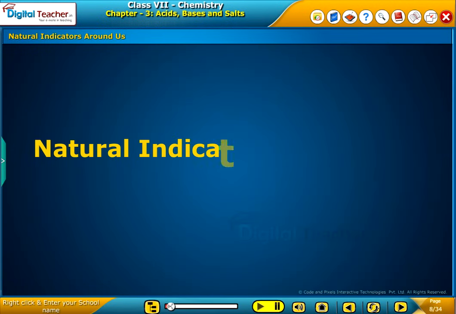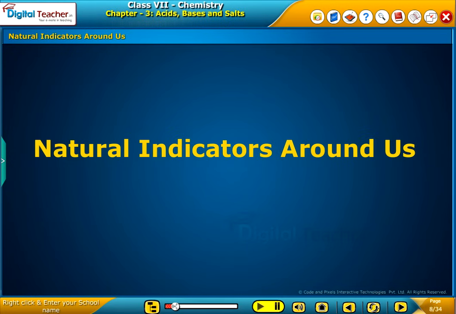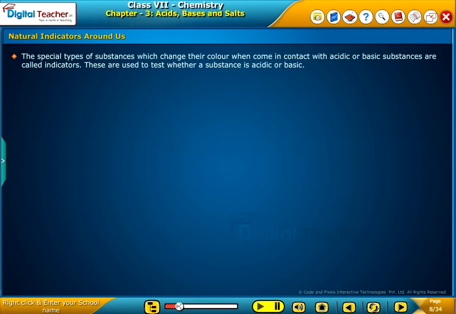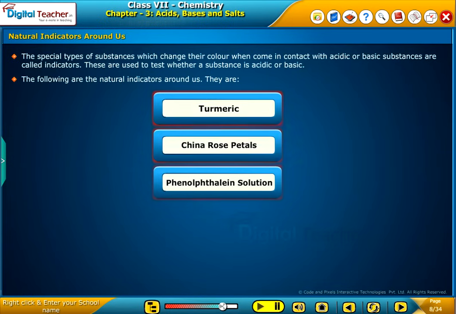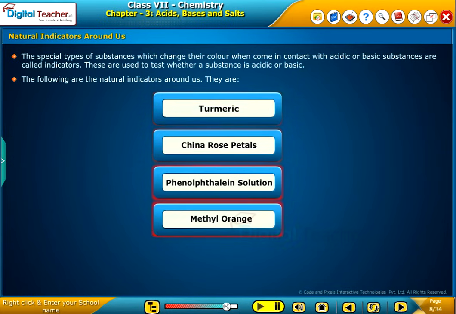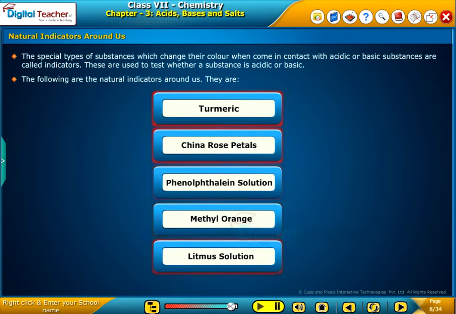Let us know more about the natural indicators around us. The special types of substances which change their color when they come in contact with acidic or basic substances are called indicators. These are used to test whether a substance is acidic or basic. The following are the natural indicators around us: turmeric, China rose petals, phenolphthalein solution, methyl orange, litmus solution.